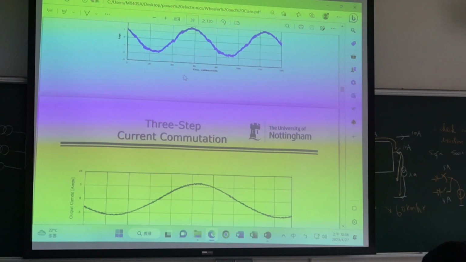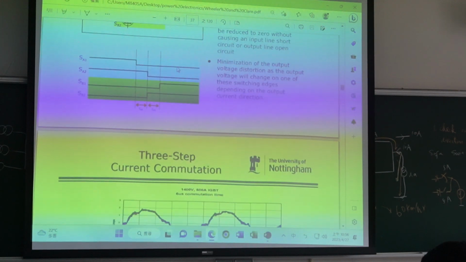So do you think the commutation time should be shorter or longer? As long as possible or as short as possible?